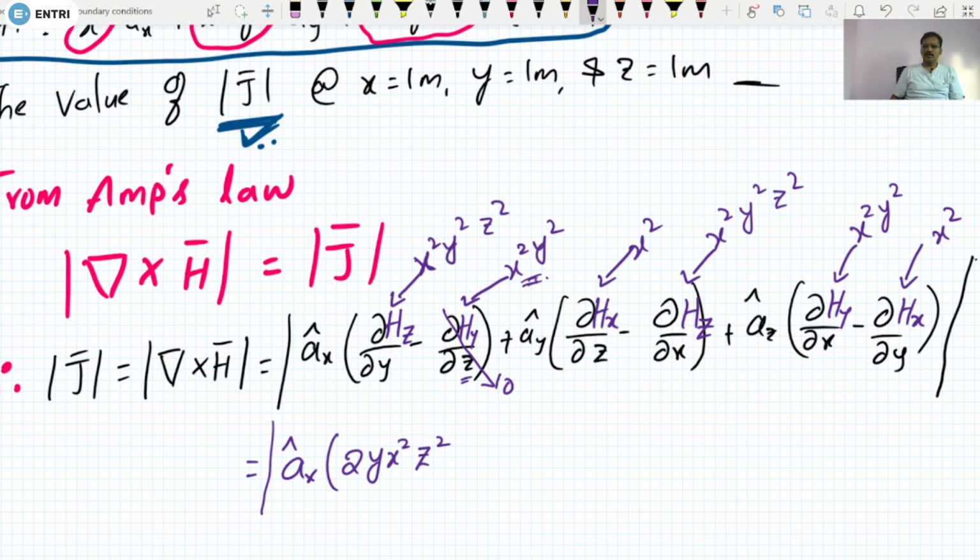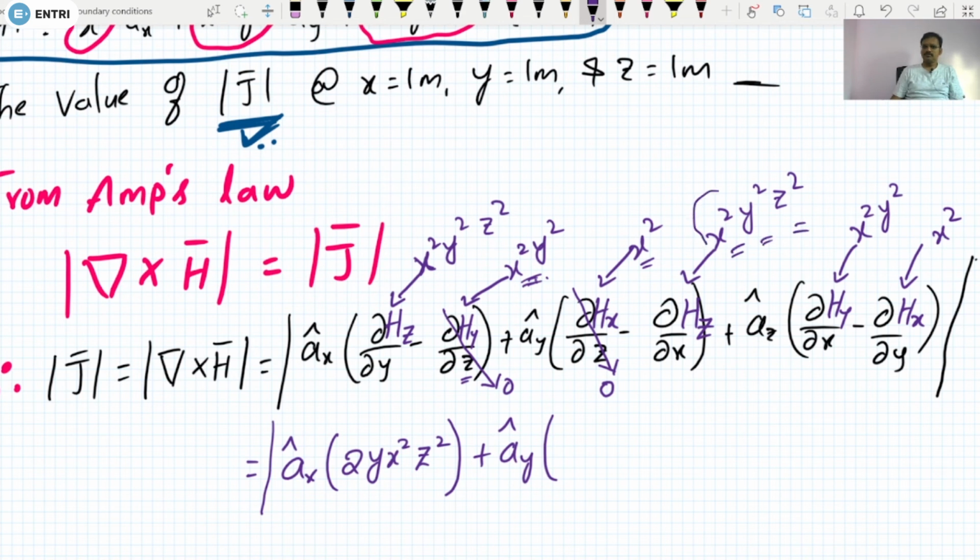Right? So this is the ax cap term you are going to get, plus ay cap into, so here dou by dou z of Hx, and Hx is nothing but x square. Okay, so Hx is independent of z. So if you differentiate this Hx with respect to z, you are going to get what? You are going to get 0 here. Next, Hz is nothing but x square y square z square.